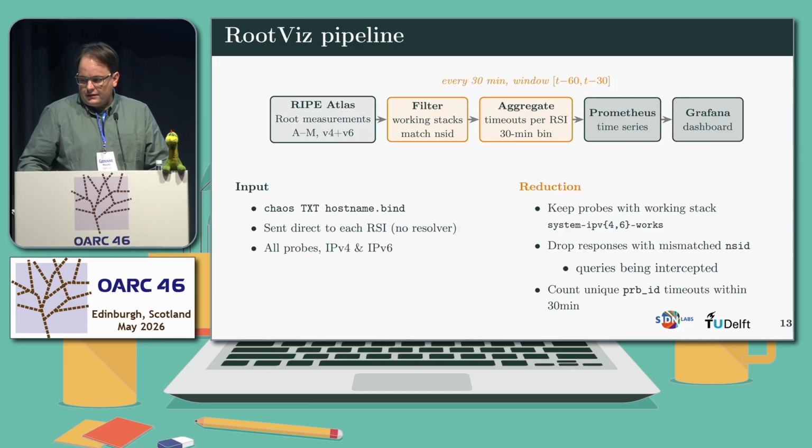Anyway, let me go through the pipeline here. The tool, RootViz, gets 26 measurements from the Atlas 13 root servers. Each measurement is V4 and V6, so we have 26. Every half an hour, we take the data from the half hour before, and we have a filter to throw away the data that's hijacked. Then we aggregate, because the Atlas data is great, but it's very large, so we just make a data point for every half an hour. We put it in a Prometheus database, and we use a Grafana dashboard. So pretty much it's data reduction and aggregation, and we count probes that get the right responses.